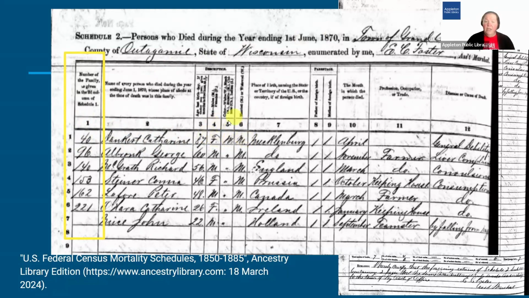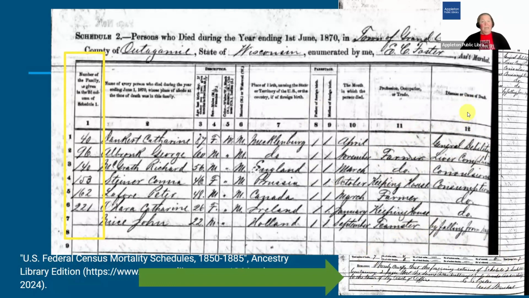So similar to what you see in the population schedule, it's going to ask things like their age, their sex, their race, their marital status, where they were born, and if their parents were foreign born, what month they died. So now you have a month instead of just a year as well, which is really helpful. And then it will list their occupation and then their cause of death, of course. And then again, be sure to read those remarks down there. For this one, I didn't have anything interesting, but sometimes you do, sometimes you don't.